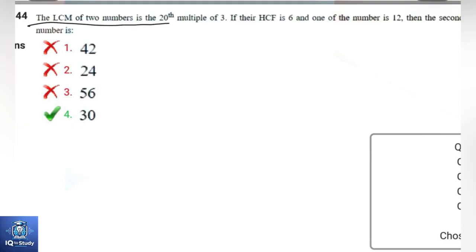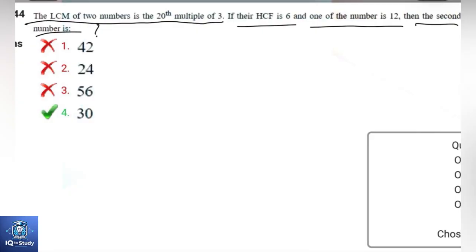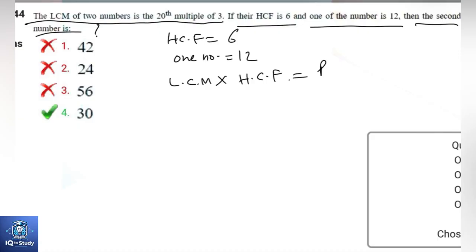The LCM of two numbers is the 20th multiple of 3. If the HCF is 6 and one of the numbers is 12, then the second number is? Given HCF is 6 and one number is 12. We know that LCM into HCF is equal to the product of the two numbers. Let the numbers be x and y. Given x is 12 and y we have to find.